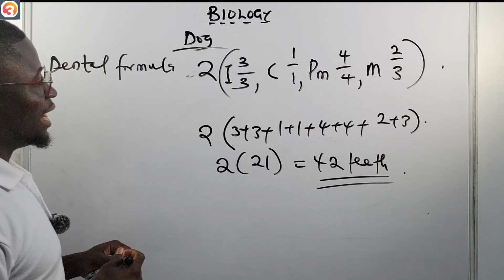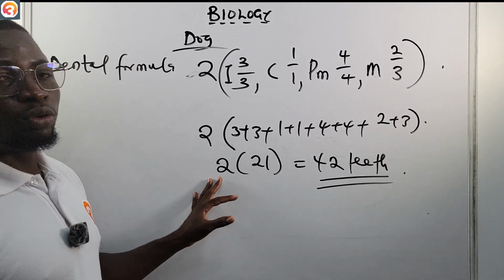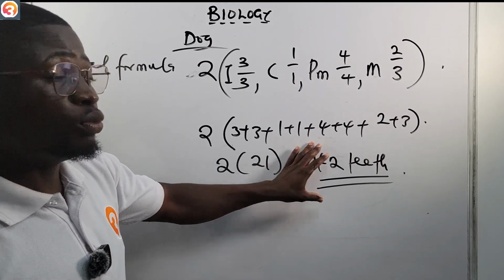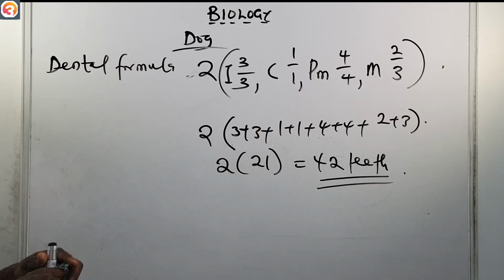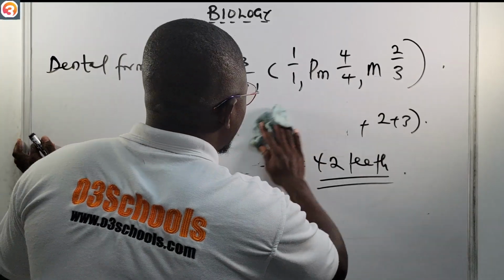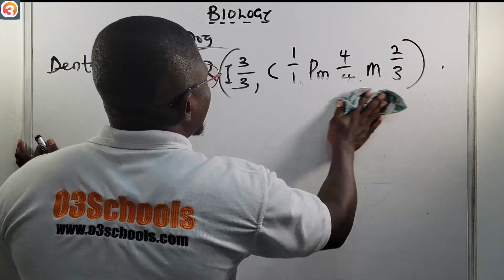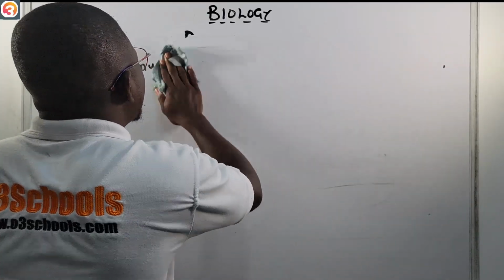Okay, so that is that for that. The dog has what? 42 teeth. All right, that is for the dog. Then now let us go to the next species. Let us talk about the rabbits.